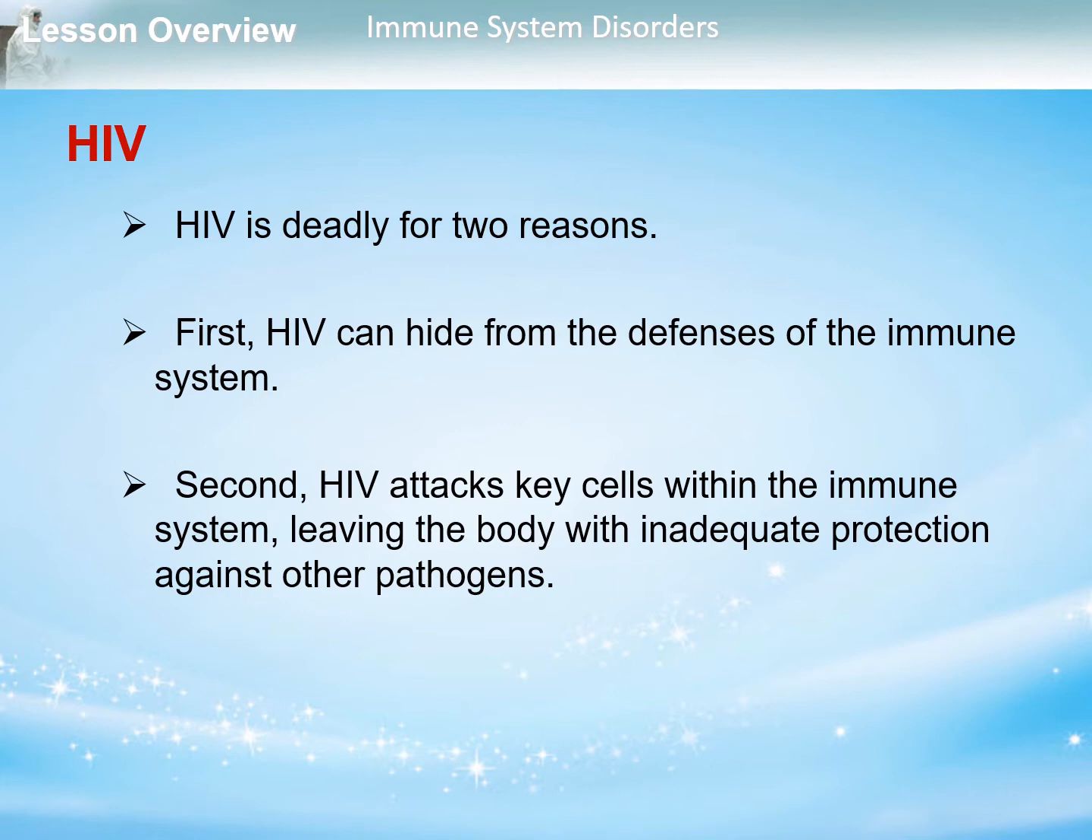HIV is deadly for two reasons. First, HIV can hide from the defenses of the immune system. Second, HIV attacks key cells within the immune system, so that means they kill the immune system cells, leaving the body with inadequate protection against other pathogens. That's why some HIV patients may not die from HIV itself, but from other diseases, since other pathogens that have entered their body may cause other diseases.